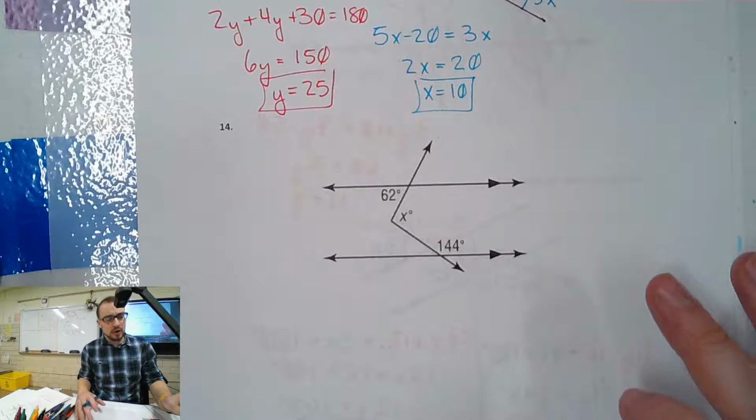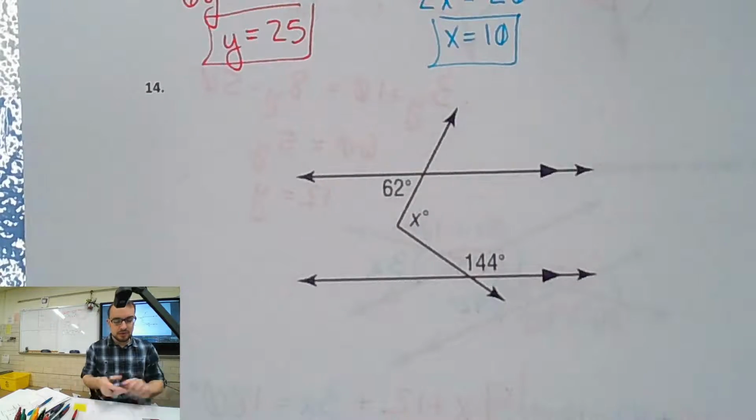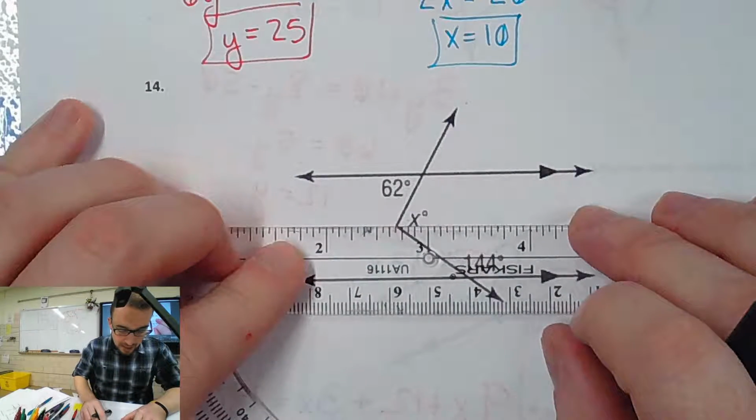14, this is the weird one where you have to draw like an auxiliary line, that's what they call it. So what I'm going to do is draw that in right here at the intersection of that weird angle thing.